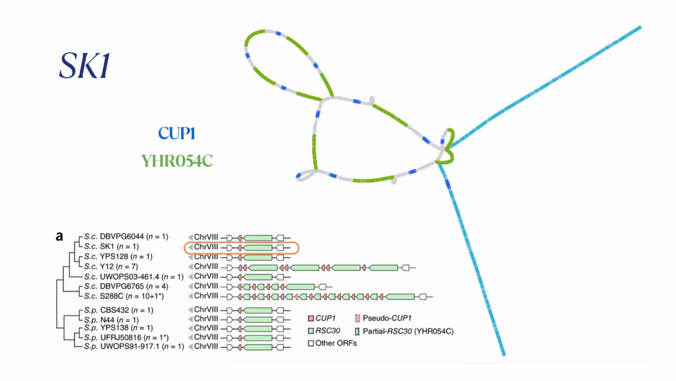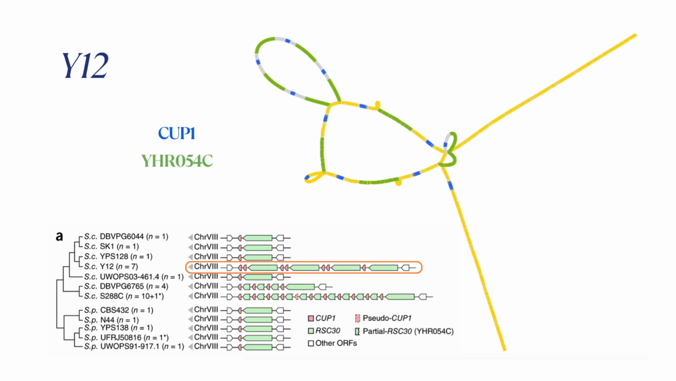We will start with SK1, which has the simplest structure in this region. It has one of each gene marked by the orange oval on the diagram. On the graph, SK1's path is marked in blue. Coming from the 5' direction, right to left on the diagram, there is a YHR054C gene followed by a CUP1 gene. On the graph, the 5' path comes from the upper right. Then it takes in this green loop, capturing its one YHR054C gene, and then as it exits, it captures its one CUP1 gene, matching the diagram below.